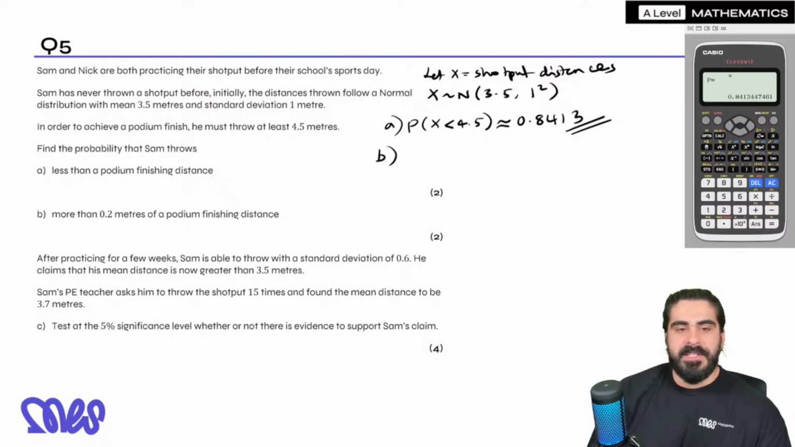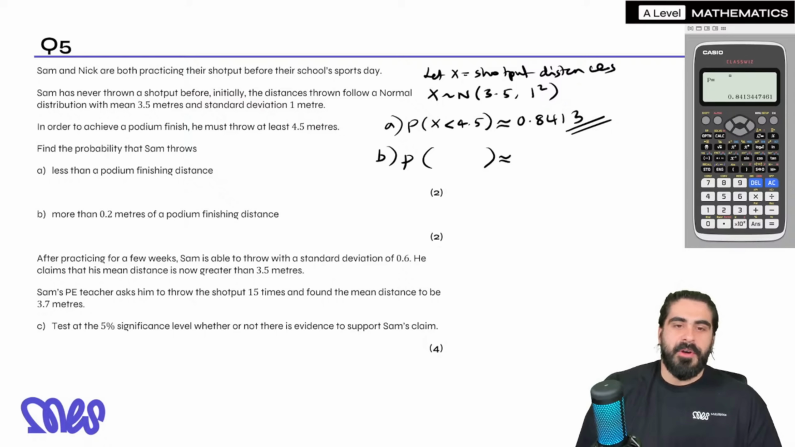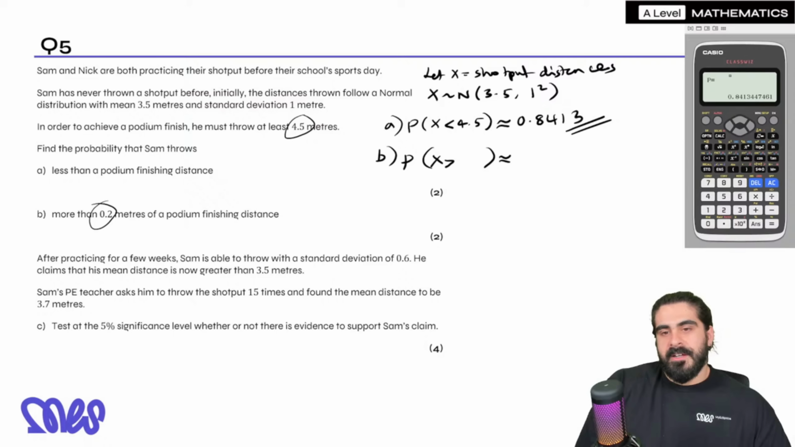More than 0.2 meters of a podium finishing distance. What inequality are we going to do for that? Yeah, 4.7, good. The podium finish is at least 4.5. 0.2 meters, more than that. X is greater than 4.7. So here we just got to change our numbers around. We have 4.7. To be honest, I don't know why I don't just do 9s here. I have to keep changing it. We have 0.1151.